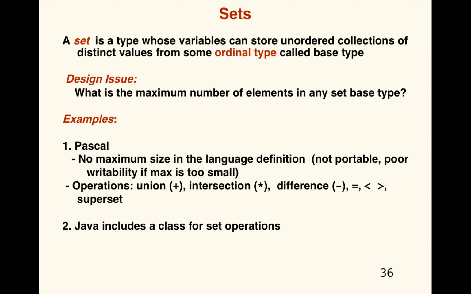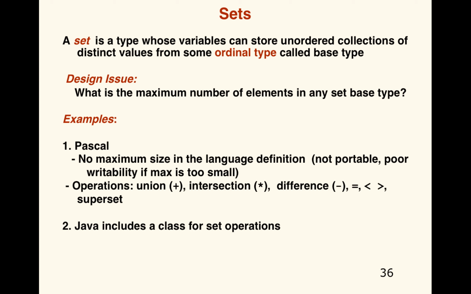So some examples of how it has been implemented in Pascal, where C++, the template libraries, actually follow Pascal. So does Java, by the way, and so does Python. There was no maximum size in the language definition. They were not portable. There was poor writability if the maximum is too small. There would be writability issues because the set would be filled up.